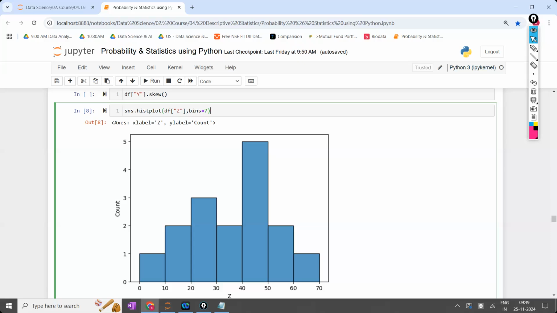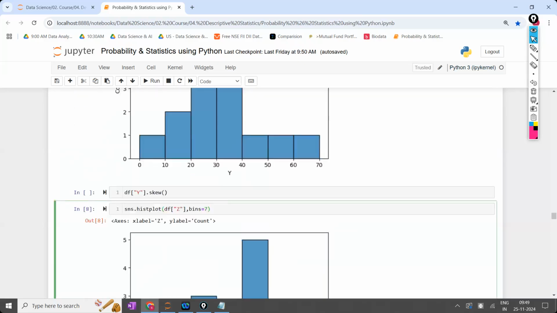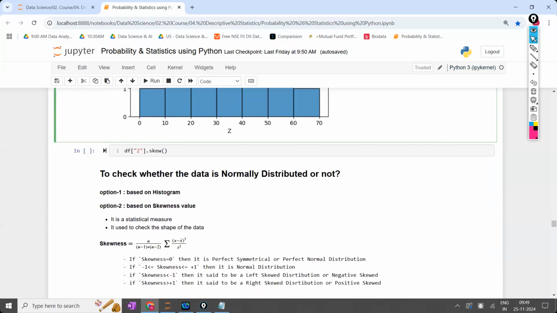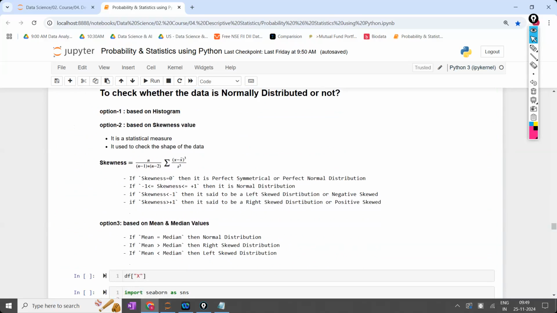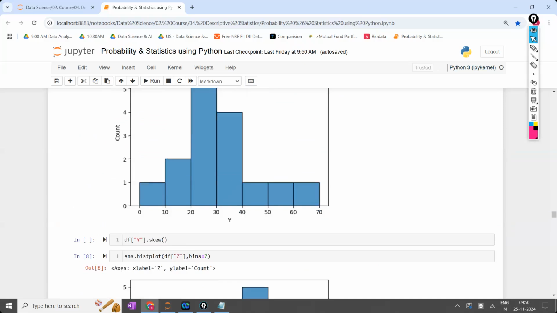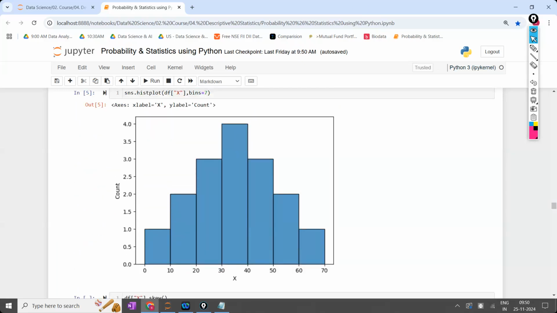Right? Now, next we come to the skewness measure. Here we are going to observe whether the data is normally distributed or not. For that we have different options. The first option is based on the histogram. I have shown you how to see this based on the histogram, which we just covered: X example, Y example, Z example. These 3 examples you have been told.